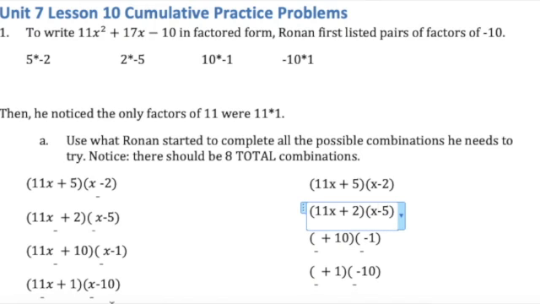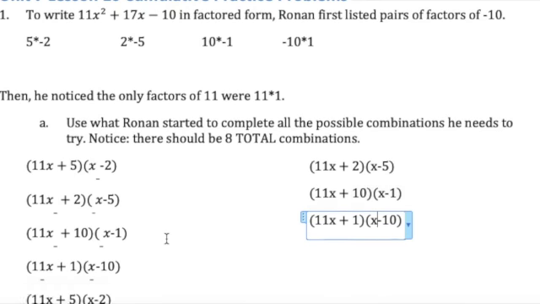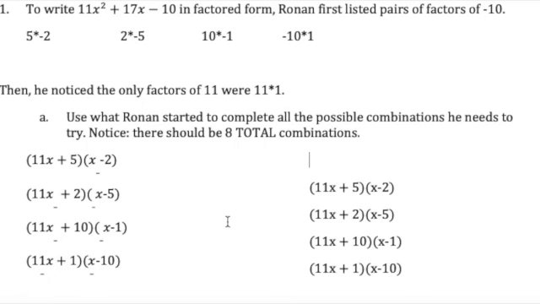So your goal is really just to pause the video and figure out which combination gets us Ronan's standard form expression of 11x squared plus 17x minus 10. And I know yesterday there were some times when there were multiple combinations that worked. Unfortunately, today there's only going to be 1 combination that works. And I don't even know which one it is. So it might be the first one, it might be the last one. So make sure you give the video a nice pause while you try out all the different expressions.